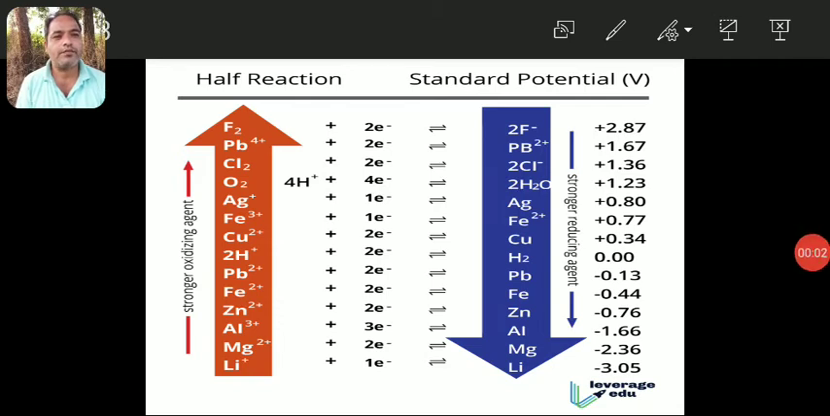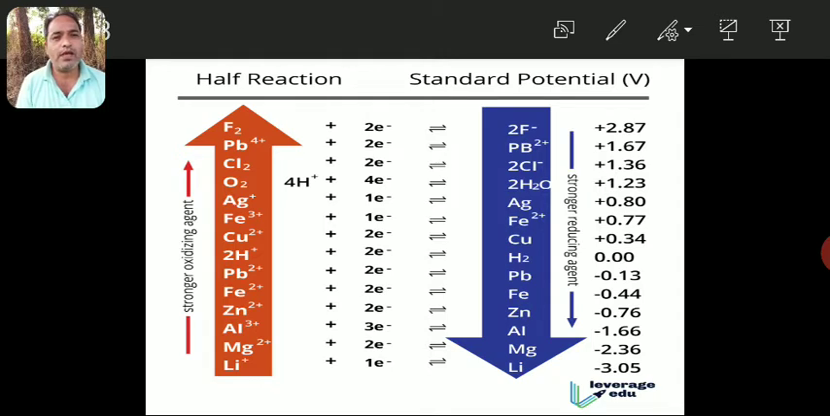Hello students, we are discussing a chapter of electrochemistry. In today's lecture we are going to discuss the electrochemical series. In the previous lecture we discussed how we calculate the EMF or electrode potential, and by using the electrode potential, how to calculate the cell potential. Similar to that, there is the electrochemical series.